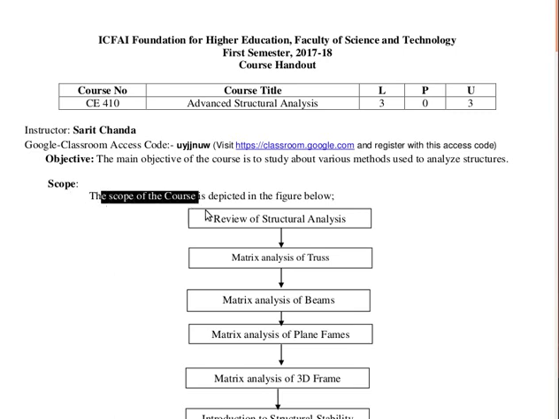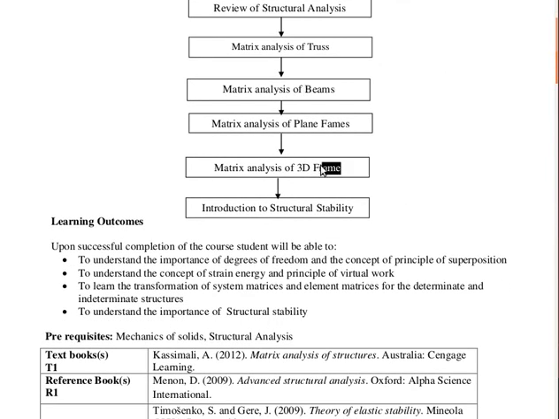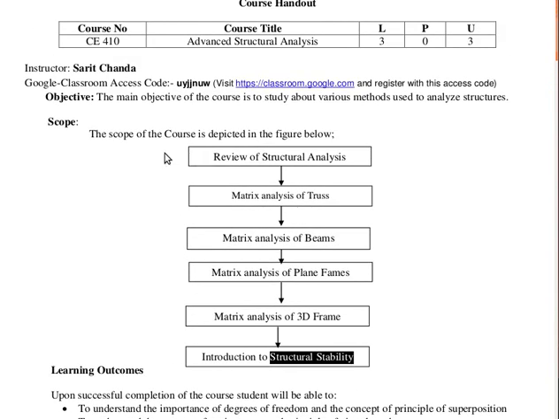So what is the scope of the course? Basically the first couple of classes are dedicated to the review of your basic structural analysis which you studied in third year, and then we'll start our advanced analysis using matrix analysis of structures. Initially some lectures will be on matrix analysis of trusses, then matrix analysis of beams, then matrix analysis of plane frames, matrix analysis of 3D frames, and introduction to structural stability. These are the timelines. We will gradually finish them one by one.